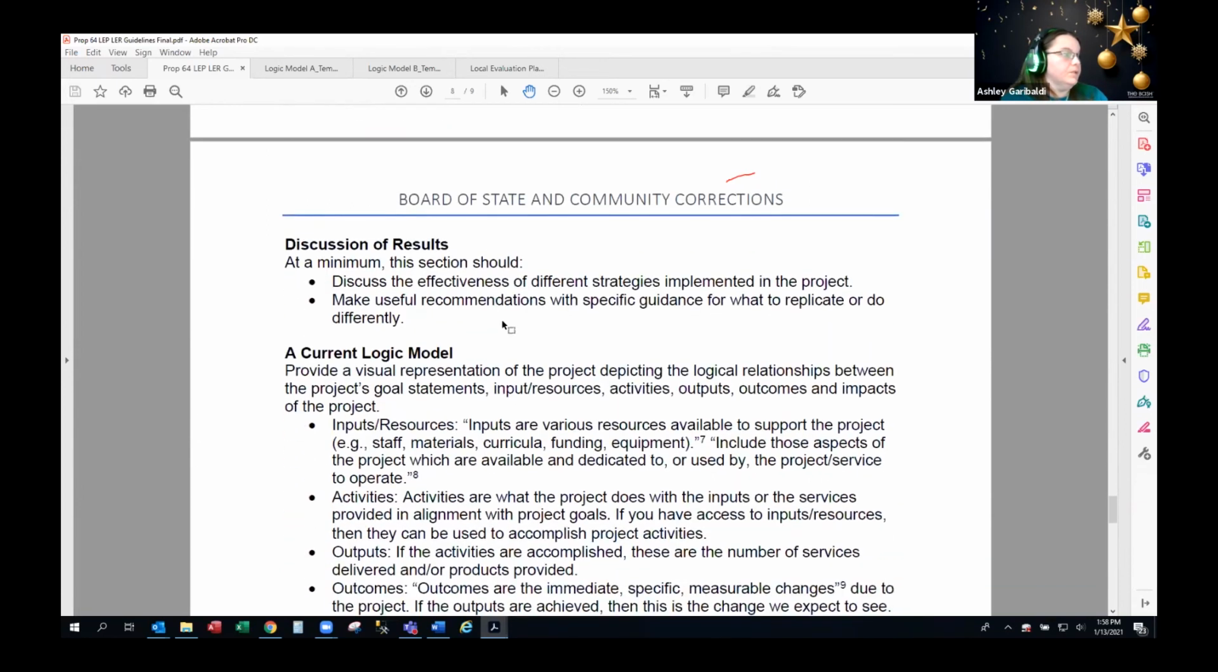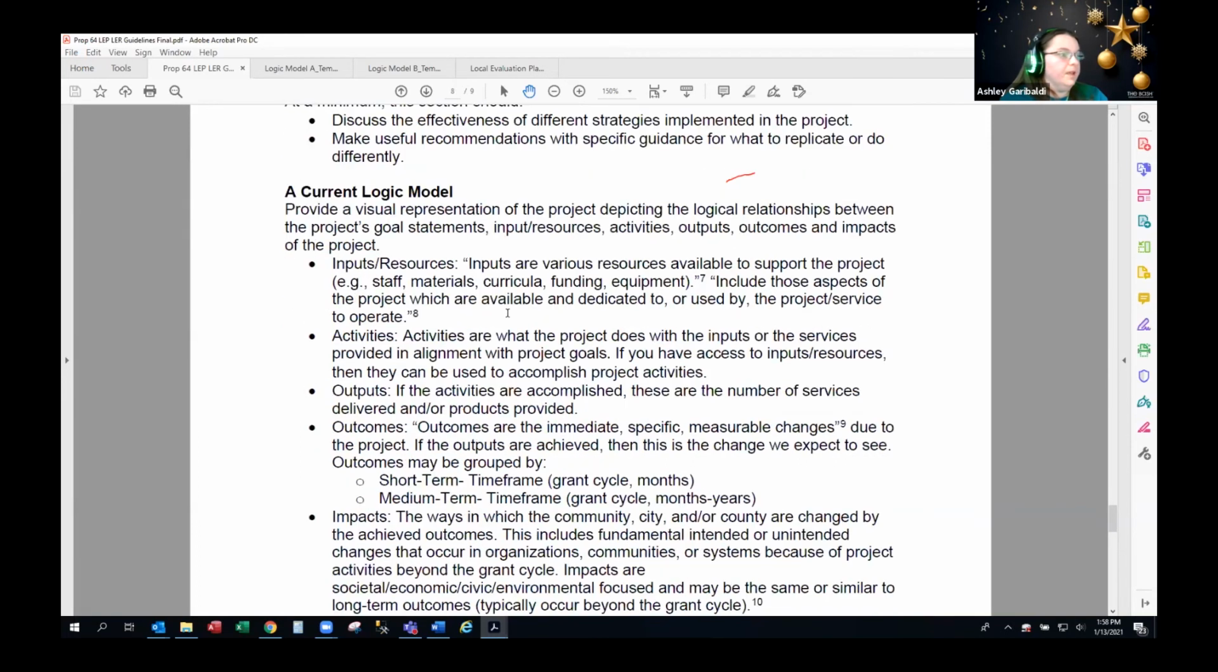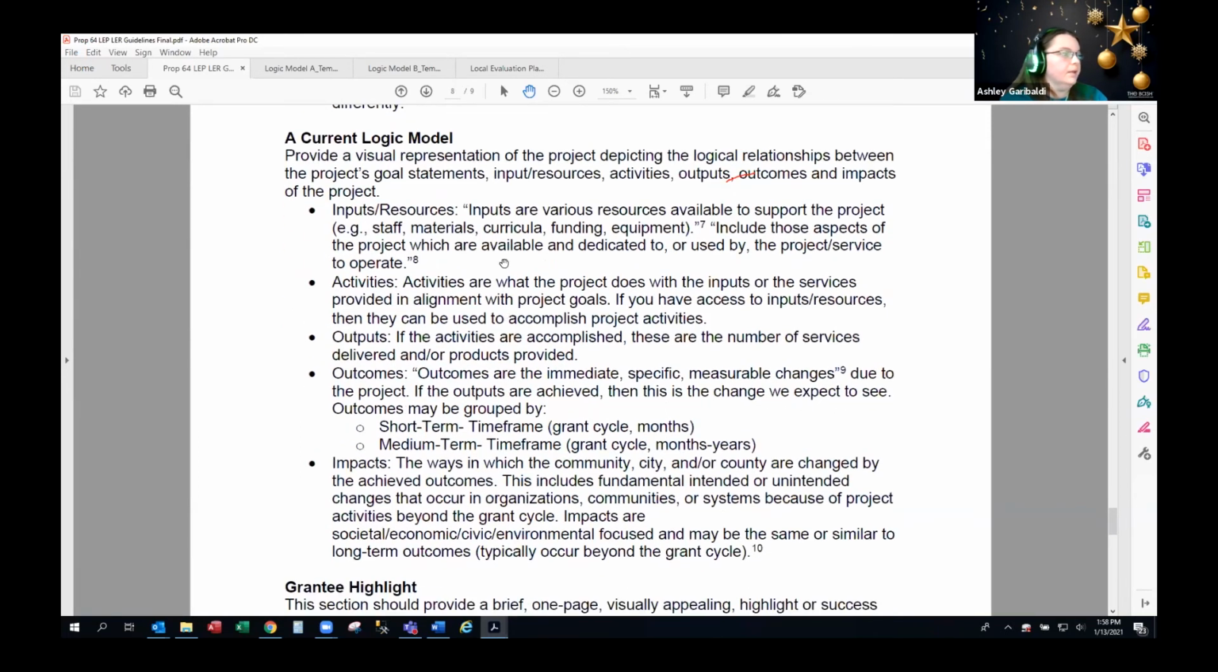And then discuss your results, the effectiveness of strategies implemented, and useful recommendations with specific guidance for what to do or replicate next time, or if you're able to continue the program. Your logic model, which may have evolved, it's the exact same points we covered above.